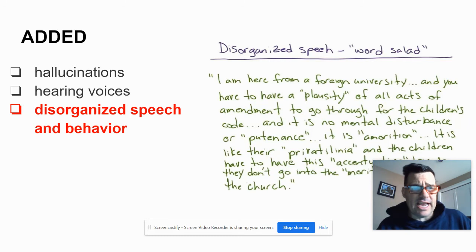This is known as word salad, disorganized speech and behavior. And I have an example of a word salad here on the right. I'll just read a little bit of it.